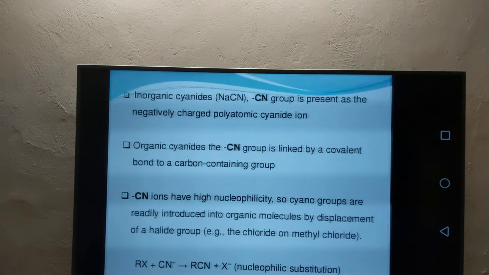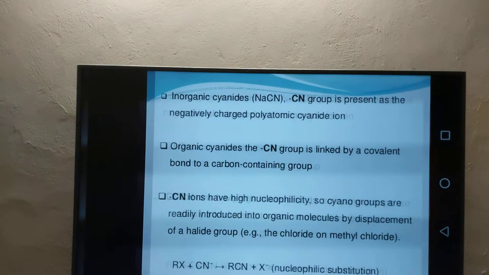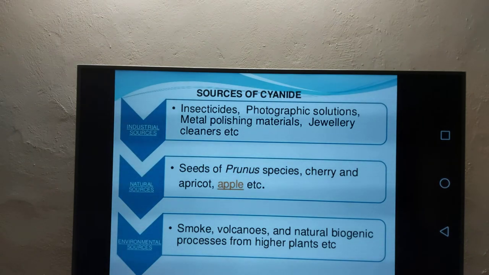Natural sources, as I said previously, are glycosides. Glycosides are seen in seeds of Prunus species, that is cherry, apricot and apple. Seeds of apple, up to 18 whole apples, some 140 seeds, are capable of killing a 70 kilo person. Otherwise it is not very toxic. The cyanide content present in the seeds of the apple is not much harmful, it is a very low dose. You also have to crush the seeds to liberate cyanide, otherwise it is harmless. Environmental sources include smoke, even cigarette smoke, volcanoes, and natural biogenic processes from higher plants.